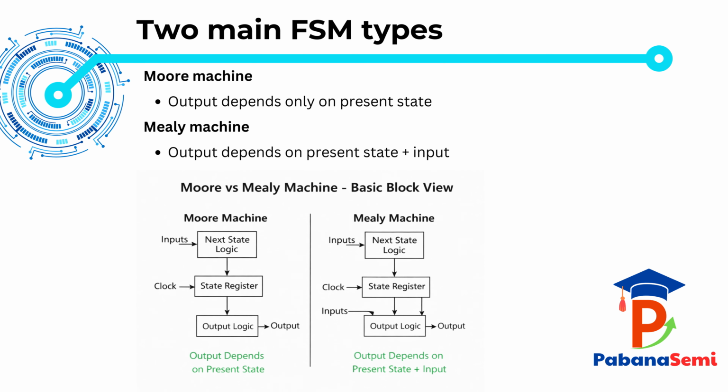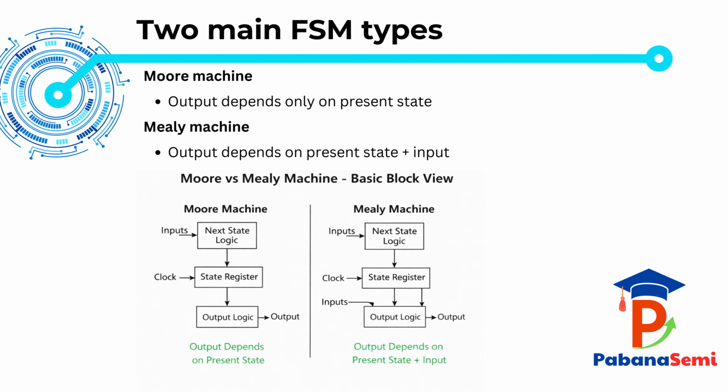Finite state machines are mainly classified into two types, the Moore machine and the Mealy machine. Let us start with the Moore machine. In a Moore machine, the output depends only on the present state. That means once the state is known, the output is fixed. It does not change immediately with the input unless the state itself changes.